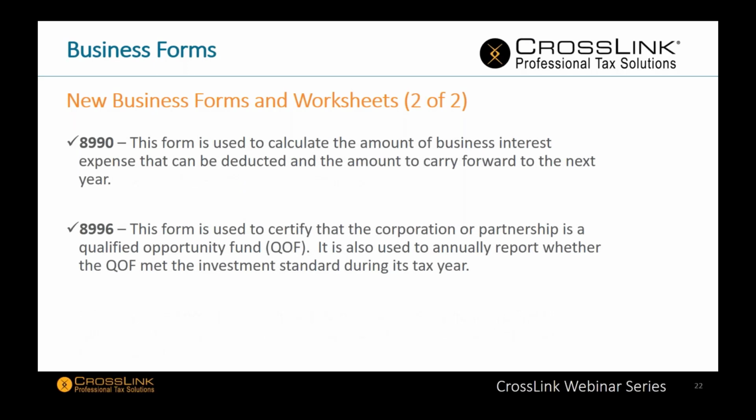And then finally, one last page, the 8990. This form is used to calculate the amount of business interest expense that can be deducted and the amount to carry forward to the next tax year, the 8990. And then the 8996, this form is used to certify that the corporation or partnership is a qualified opportunity fund, or QOF. It is also used to annually report whether the QOF has met the investment standard during its tax year.